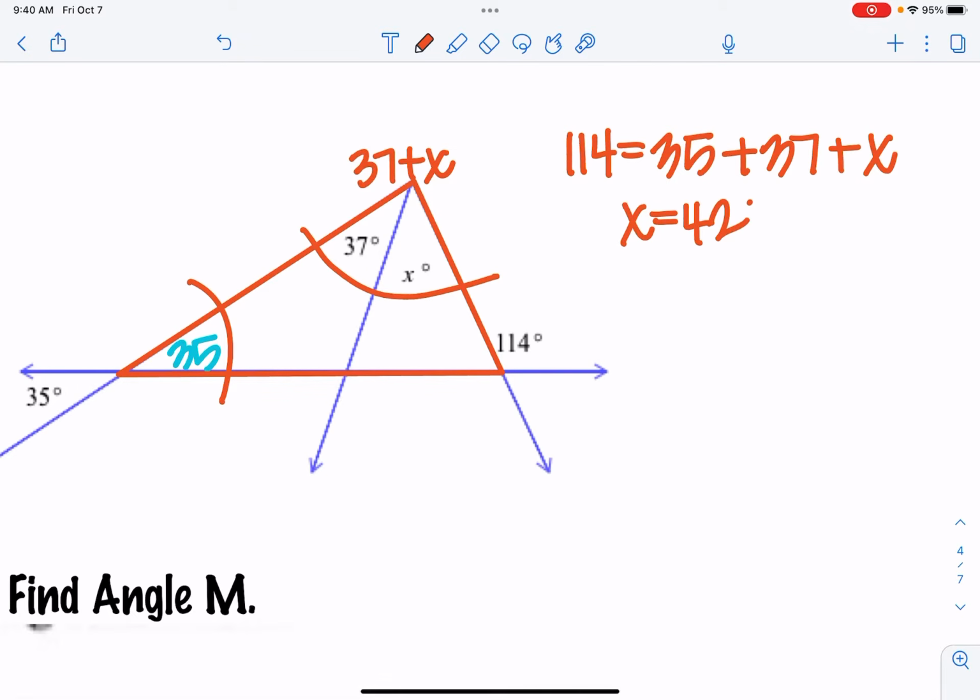Again, the purpose of these notes is always to set up the equations. It's not to show you the algebra. If you're struggling with the algebra, please come and see me. But I'm mostly showing you guys how to set up these equations.